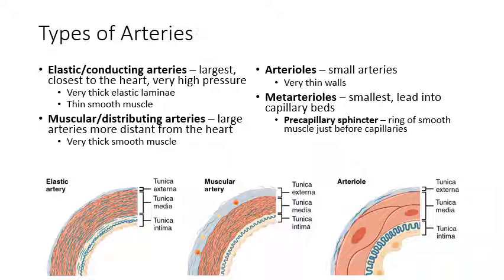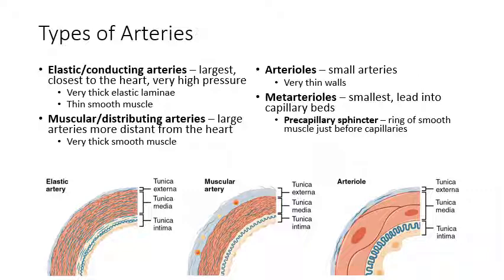Since they're right next to the heart, they're receiving these loads of blood that come out from the heart with every cardiac cycle. And they need to be able to stretch to accommodate that extra volume of blood. If they don't stretch, they may burst. And if that happens, you will probably die very quickly. So they're very stretchy. They will stretch out, and then importantly, they bounce back to their original size.